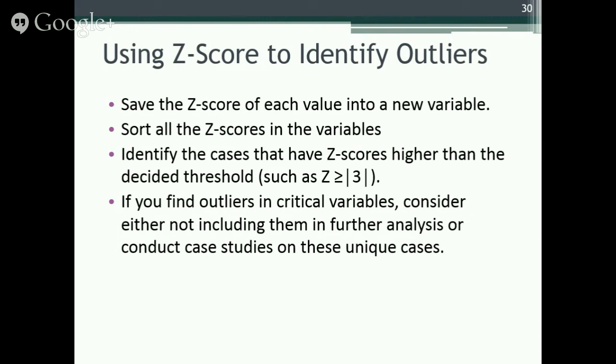I have another SPSS tutorial that deals with z-scores, so I'm going to do this quickly since I've already done this. If you find outliers in critical variables, consider either not including them in further analyses or conducting case studies on these unique cases. Remember the Suffolk salary example: if we had a $250,000 salary, why does that person have a $250,000 salary as opposed to all of the other salaries? We could consider looking into why that is before we just outright drop it. But we could also drop it. There are a lot more sophisticated techniques to eliminate outliers, but looking at that would be important.